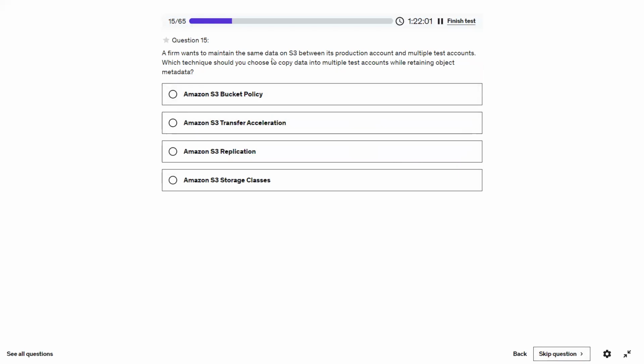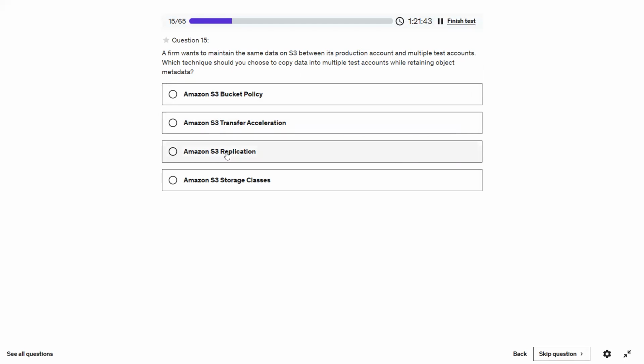Next question: a firm wants to maintain the same data on S3 between its production account and multiple test accounts. Which technique should you choose to copy data into multiple test accounts? Let's suppose they have some data in the production account and want the same data in multiple other accounts. How can they do that? They can replicate the data.